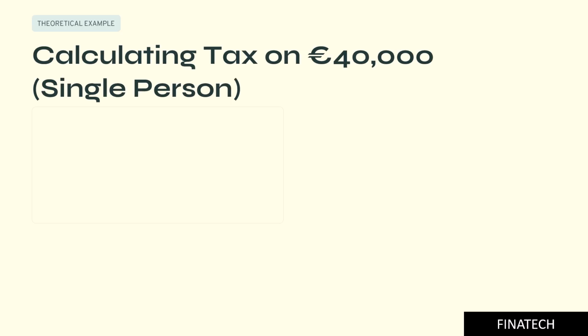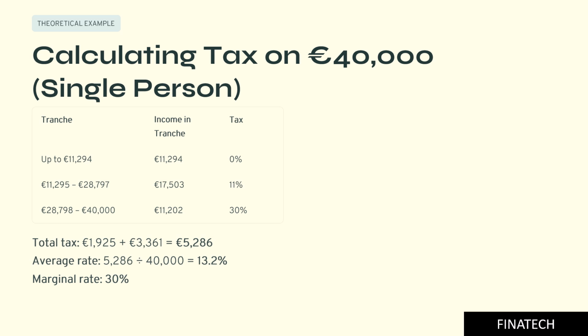Let's take a theoretical example. Calculating tax on 40,000 euros annually for a single person. Let's see the tranches. We have three tranches here. In the first tranche, you pay 0% of tax. In the second tranche, you pay 11% of tax. And in the third tranche, you pay 30% of tax.